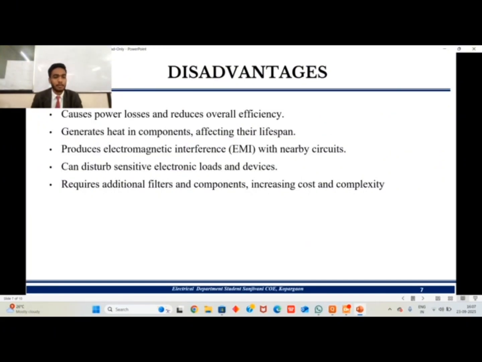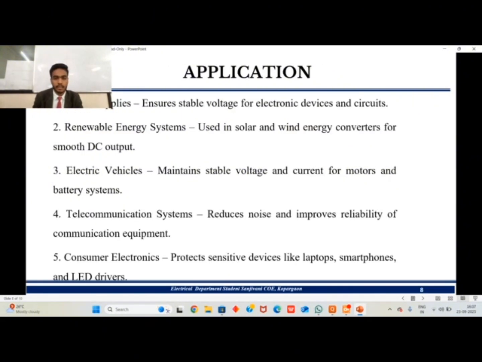Disadvantages. First, causes power losses and reduces overall efficiency. Second, generates heat in components, affecting their lifespan. Third, produces electromagnetic interference, EMI, in nearby circuits. Fourth, can disturb sensitive electronic loads and devices. Fifth, requires additional filters and components, increasing cost and complexity.